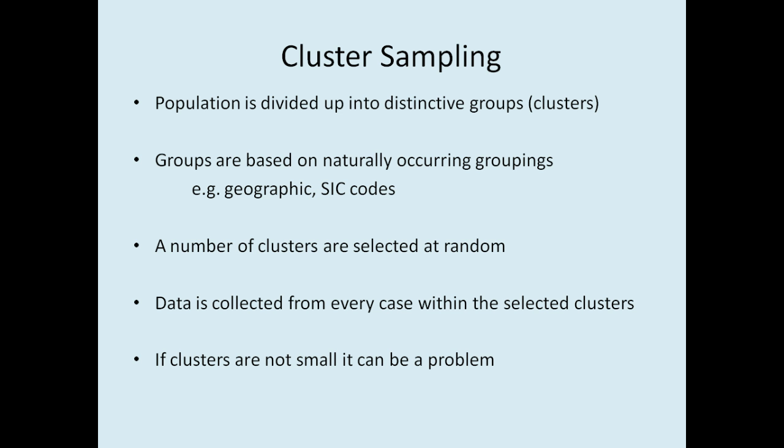And then data is collected from every case within the selected sample. So every cluster may have 10 companies in, or 5 companies in, or whatever it may be. Once we pick these clusters at random, we just go and survey all the companies in that cluster. Now, one of the disadvantages of this, it does depend on how many companies or how many people are in each cluster. So if you've got 100 companies in one cluster and that gets picked out of the hat, you've got to survey all those 100. So that's a bit problematic.